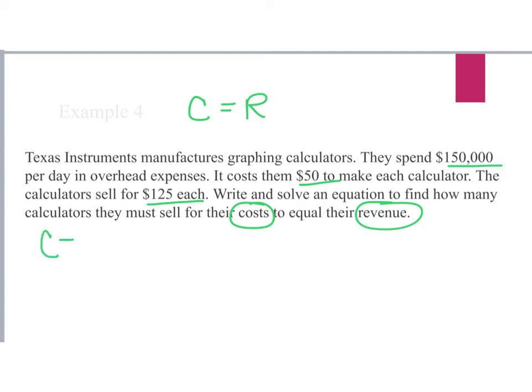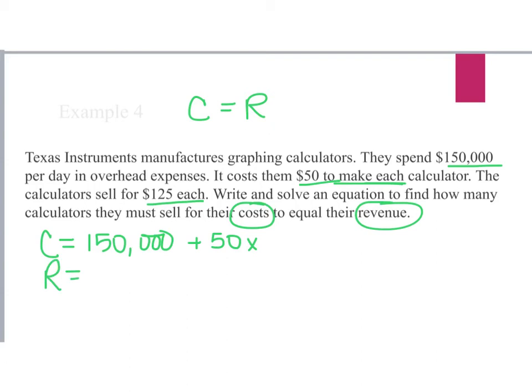So for our costs, okay, it says that they spend $150,000 per day in overhead expenses. And then it says it's $50 to make each calculator. So they have $150,000 plus $50 for each calculator. So I'm just going to go plus 50x because we don't know how many calculators they're producing. Now revenue is the amount of money that they are bringing in.